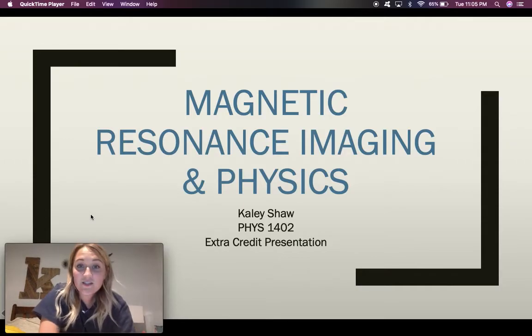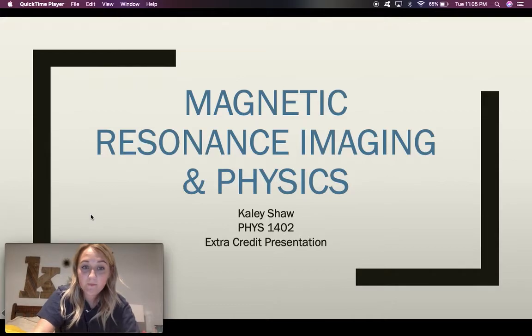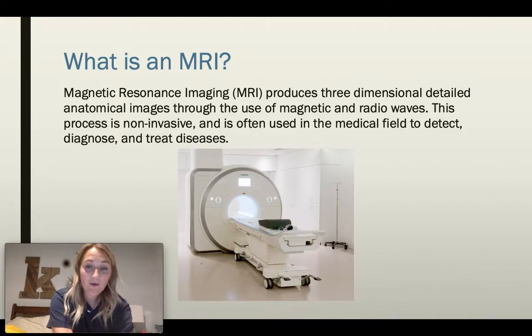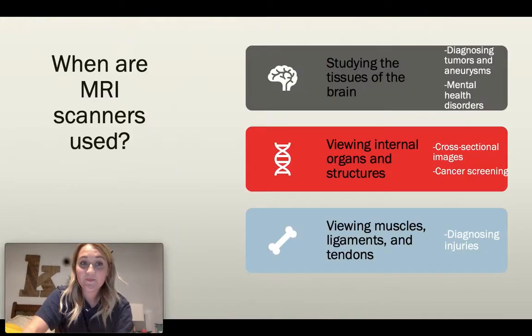So my presentation is on magnetic resonance imaging and physics. What is an MRI? Magnetic resonance imaging, or MRI, produces three-dimensional detailed anatomical images through the use of magnetic and radio waves. This process is non-invasive, meaning it does not enter the body, and is often used in the medical field to detect, diagnose, and treat diseases.